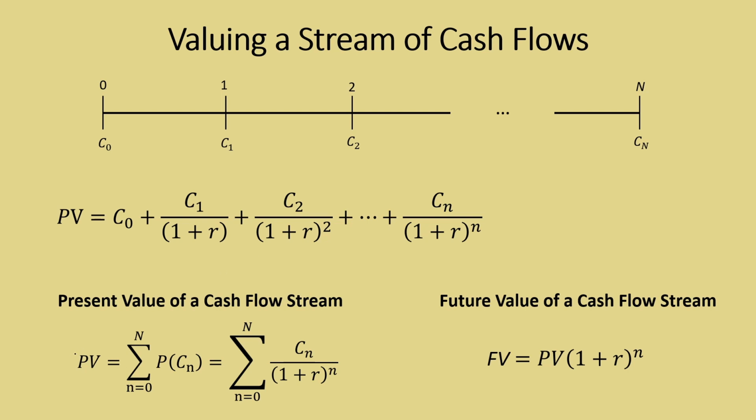Here's the formula for the present value of a cash flow stream. The present value is equal to the sum of the cash flows over 1 plus the interest rate to the power of n periods. And then here we have the future value of a cash flow stream, so how much a certain amount of money is going to be worth in n years' time. Right, so remember these two formulas.